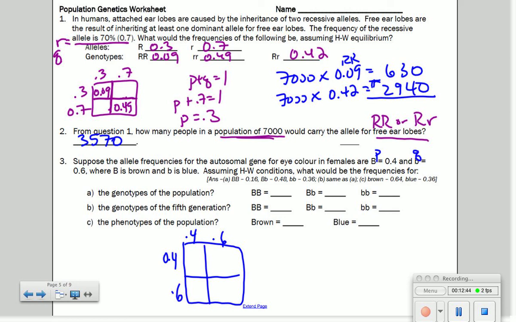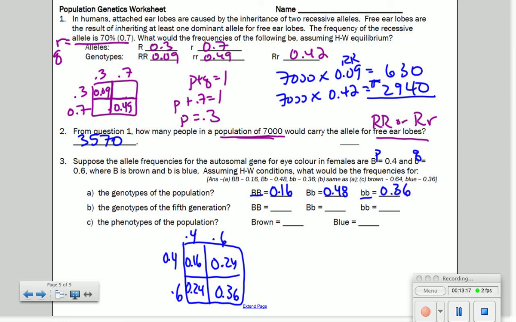So for big B, that's 0.4 times 0.4, I get 0.16. For big B, little b, take that times 2, 0.48. So if I were to fill this in, 0.16, 0.24, 0.24, and 0.36 for little b, little b. There we go.